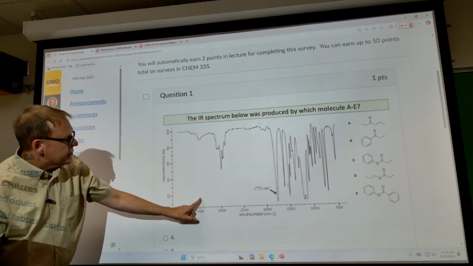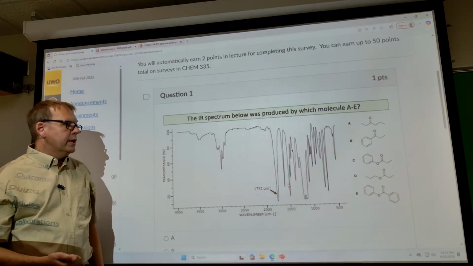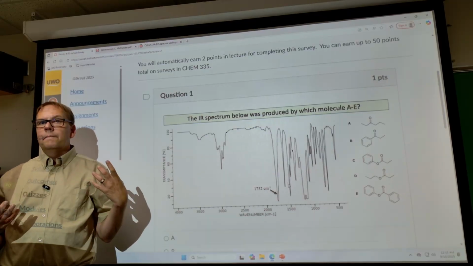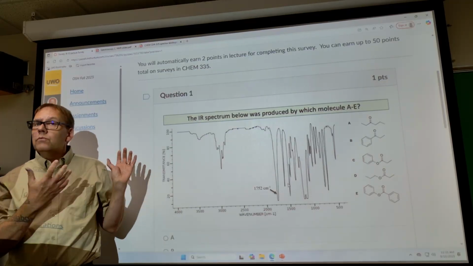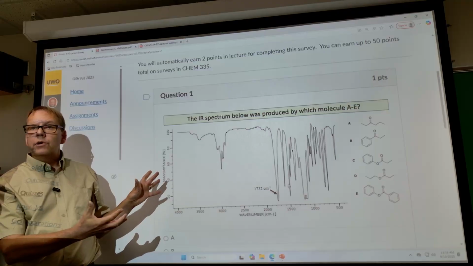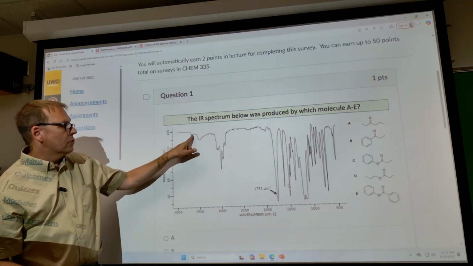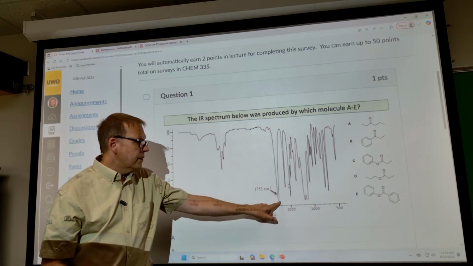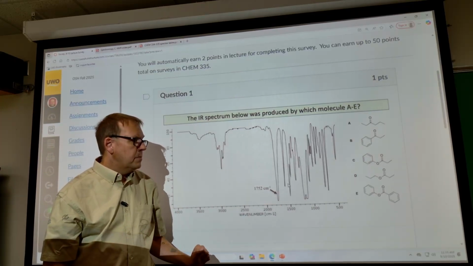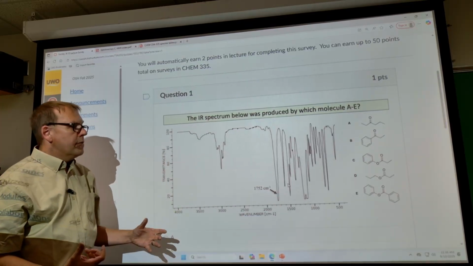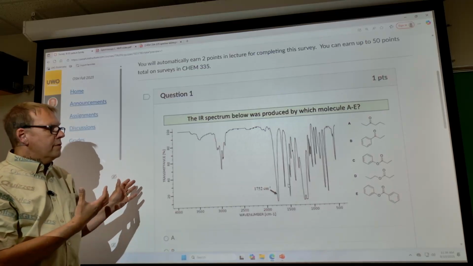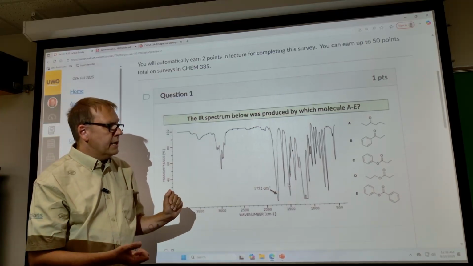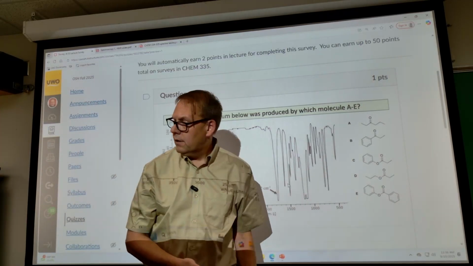And then finally, there's this thing at 3500, which, if you didn't realize that this is a carbonyl overtone, you might mistake for an NH or an OH, but it isn't any of those. It's just the overtone from the very strong carbonyl peak of the ester. So when you compare all of the data, the one it fits the best with is C.